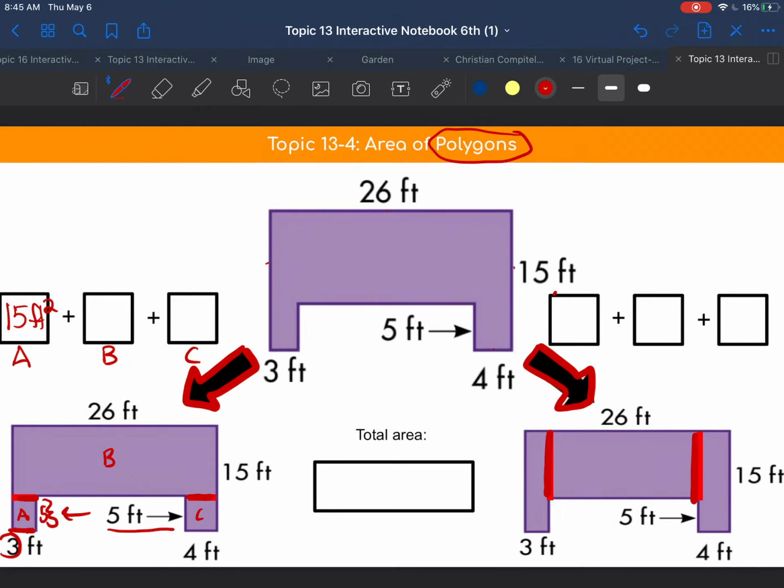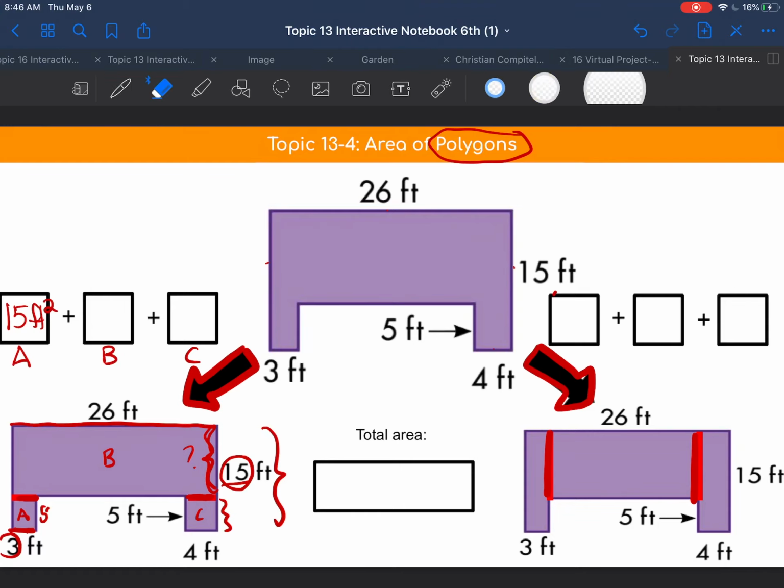Now B, I'm just going to erase these real quick so I can see some more space. Okay, B, I see my length is 26, and then I want to know this width. Now, 15 is the whole entire width, so we don't want to use that. But what can we use to find this missing width? What dimensions can we use to help us? Well, the whole thing's 15, and this section is 5. So to find the missing section, we could do 15 minus 5. So the width is 10. So 26 feet times 10 feet would be 260 feet squared for B.